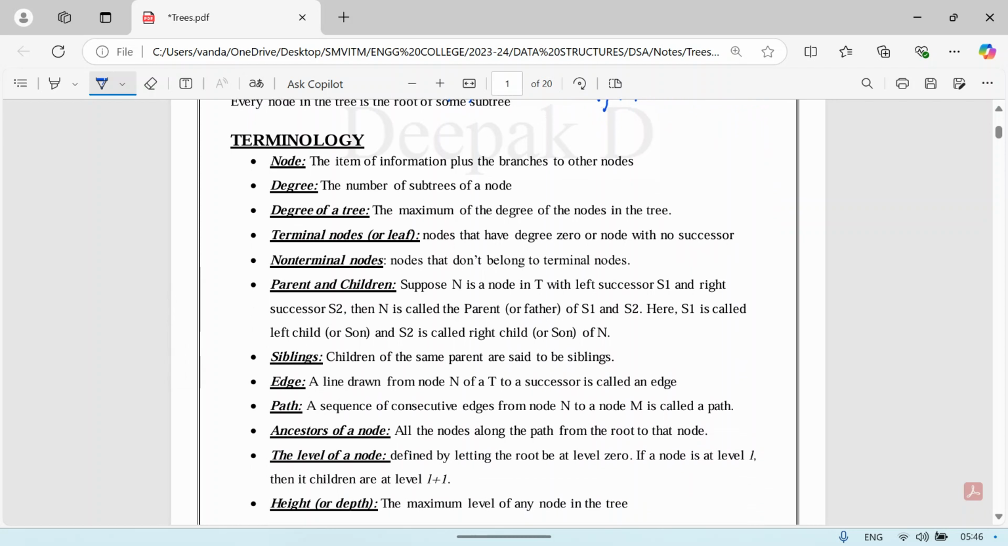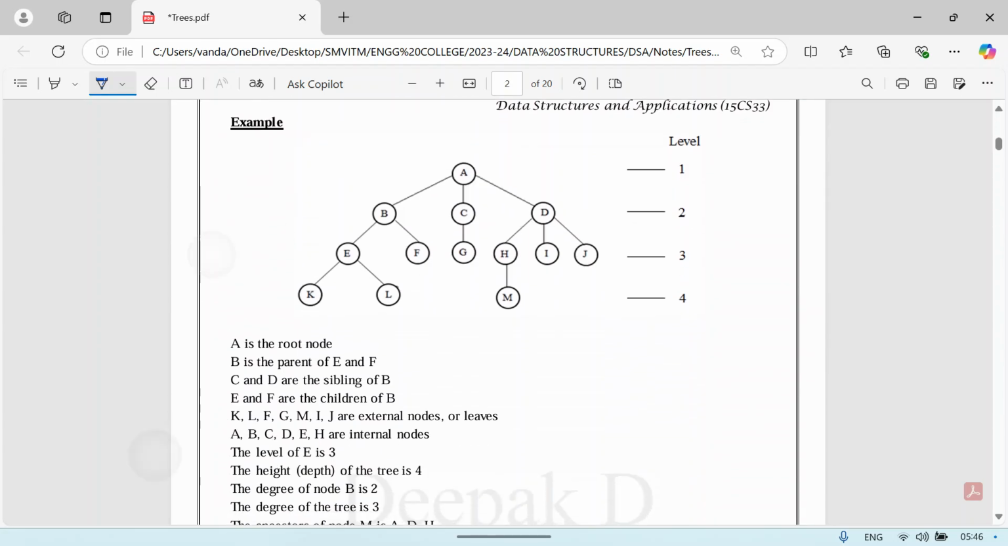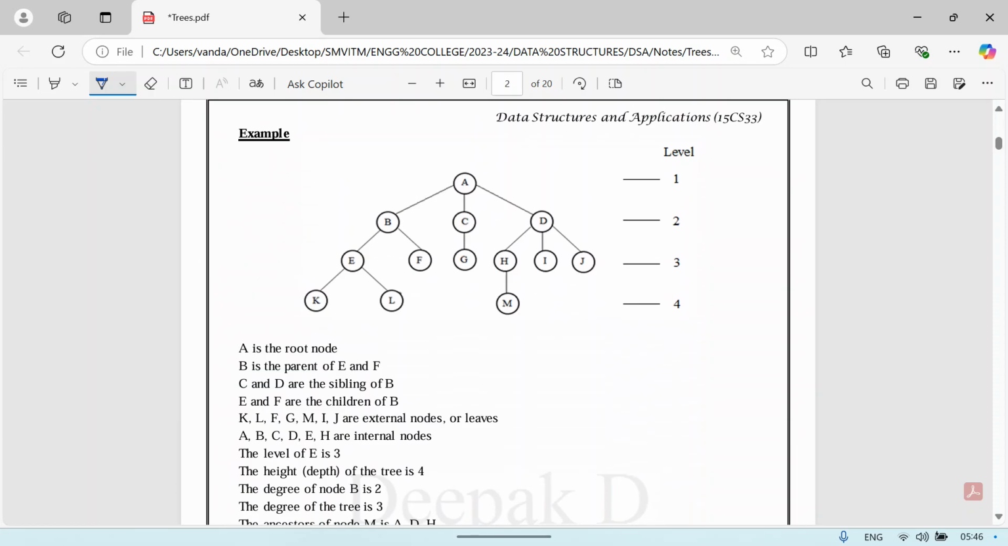Then the height. Height means the maximum level of a node in the tree. Let me take some examples and show you. See here, this is the given tree. A is the root node, the main node. B is a parent of E and F. C and D are the siblings of B, because they are sharing the same parent A.